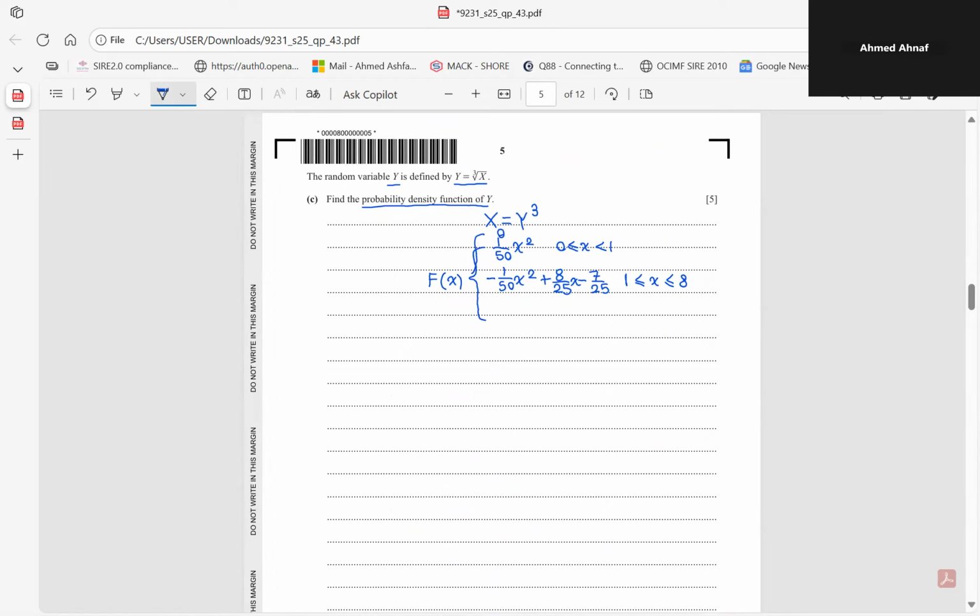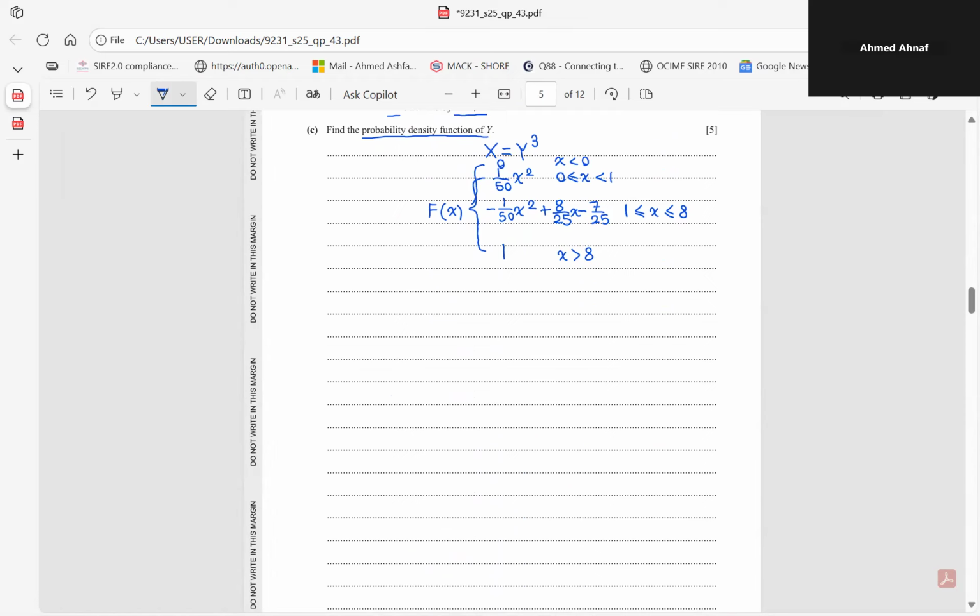Yeah, for the proper way to write it, it's from 0 and 1. So the 0 is going to be for x less than 0, and the 1 is going to be for x more than 1. Yeah, so this is our CDF for x. Now let's write down the one for y.